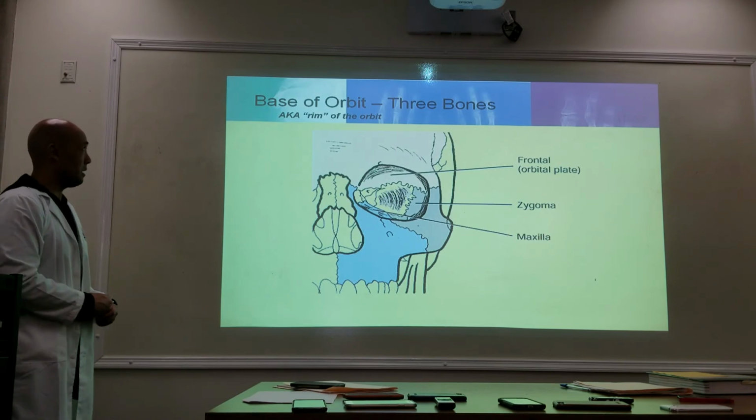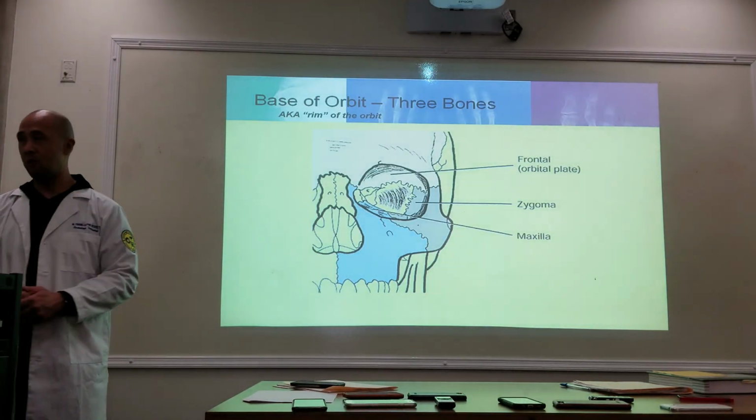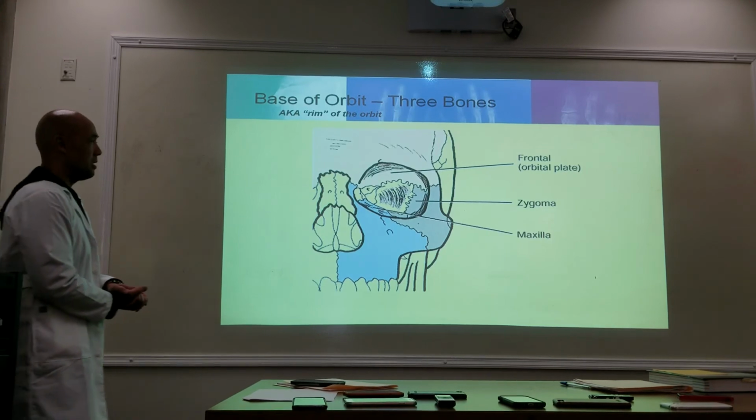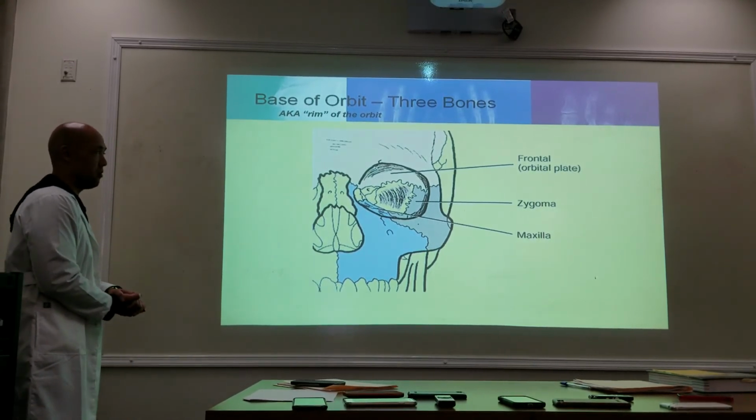All right, so let's talk about the base of the orbit. The base of the orbit is also referring to the rim of the orbit. And the bones of the rim are formed by the frontal, the zygoma, and then the maxilla. That is the rim of the orbit.